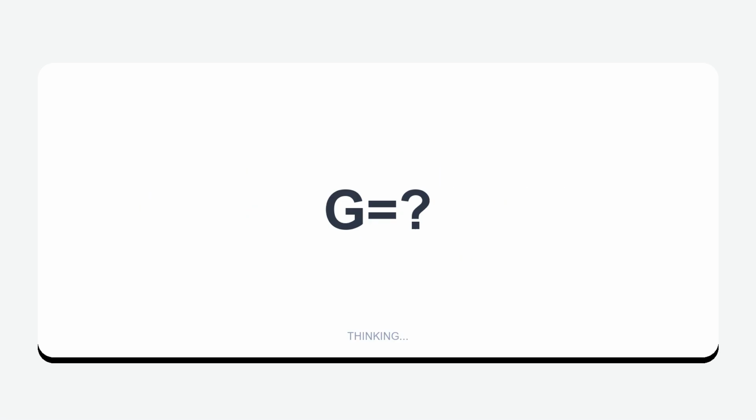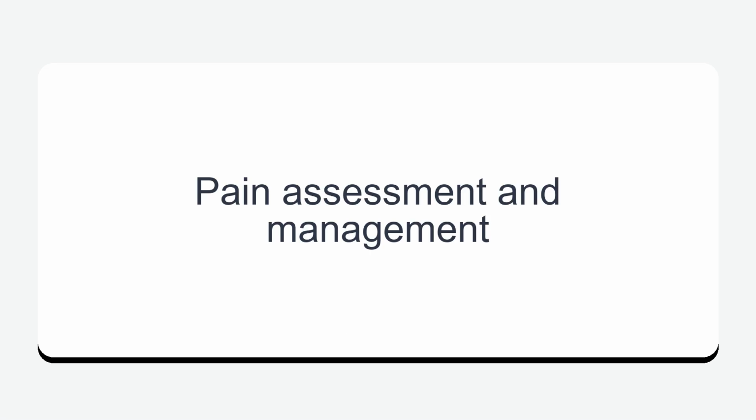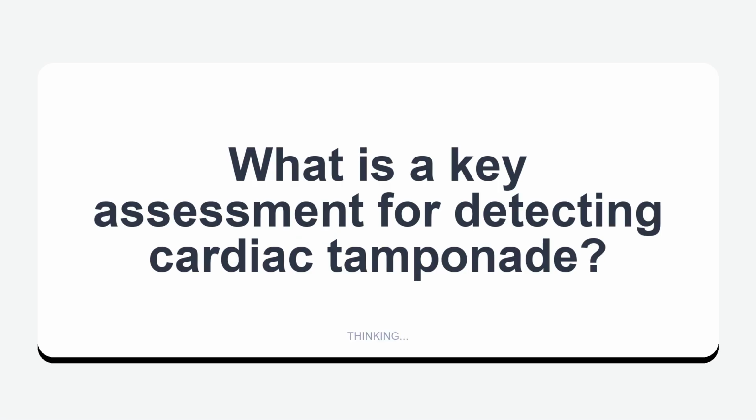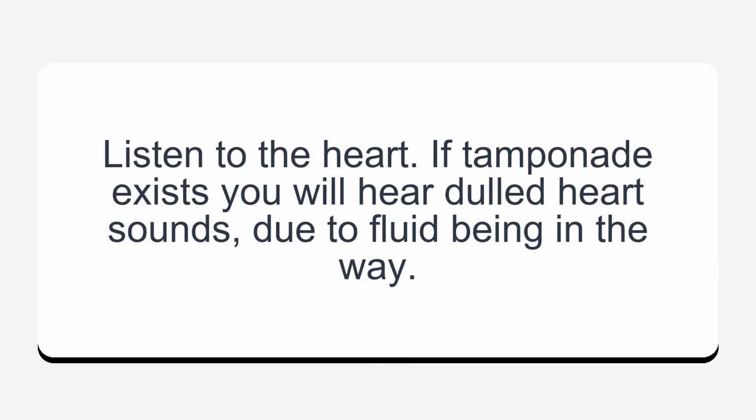G equals gadgets. P equals pain assessment and management. What is a key assessment for detecting cardiac tamponade? Listen to the heart. If tamponade exists, you will hear dulled heart sounds, due to fluid being in the way.